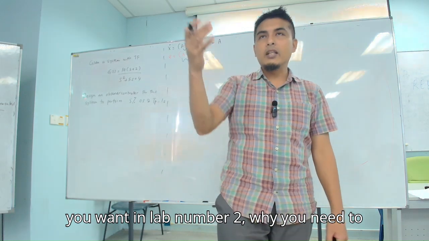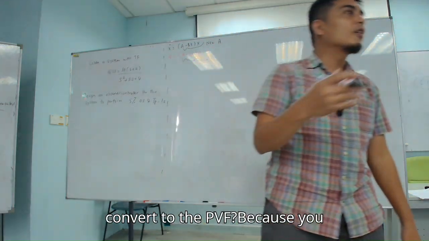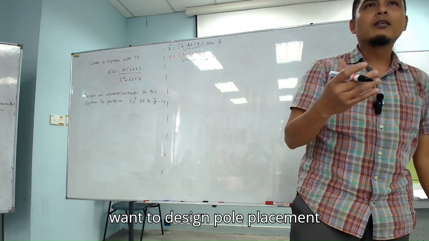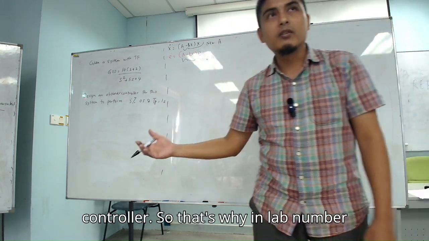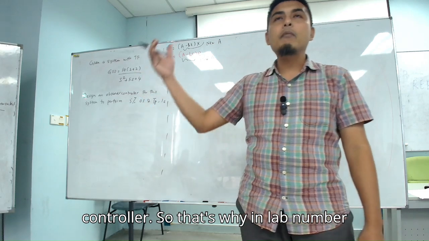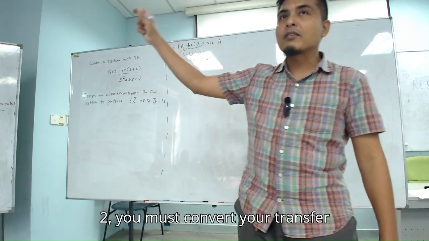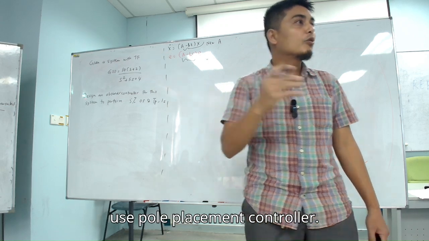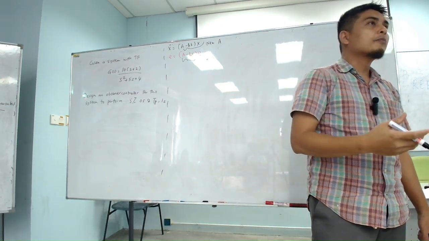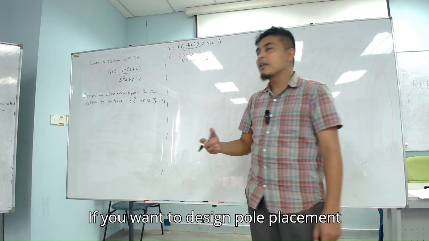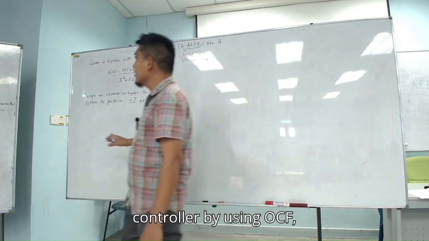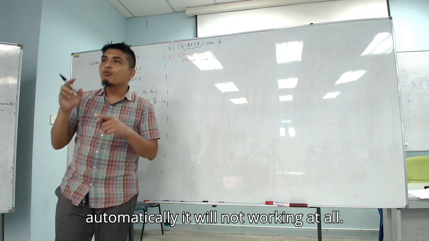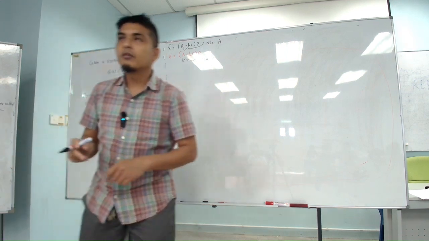In lab number 2, why do you need to convert to the PVF? Because you want to design a pole placement controller. So that's why in lab number 2, you must convert your transfer function to PVF, because you want to use a pole placement controller. If you want to design a pole placement controller by using OCF, automatically it will not work at all.